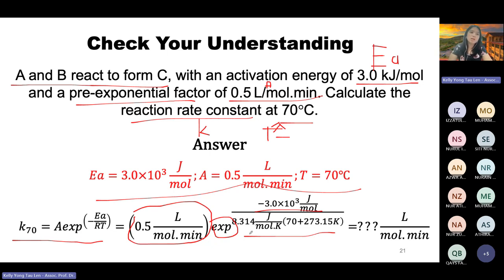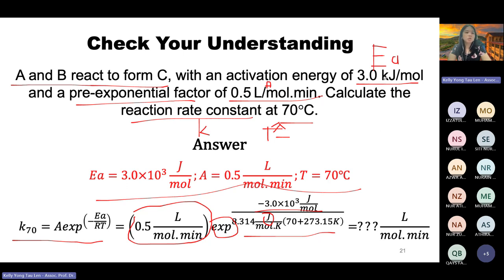If it is in calorie, you will use 1.987, because 1.987 is calorie per mole Kelvin. 8.314 is joule per mole Kelvin. So you write down 8.314 joule per mole Kelvin. Don't forget, your R is in joule, but your EA is given in kilojoule.